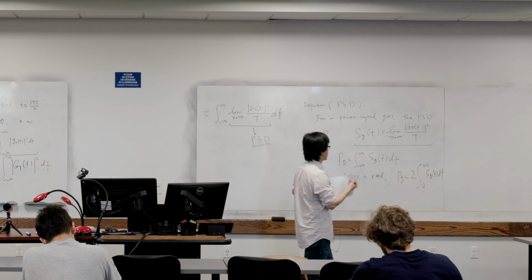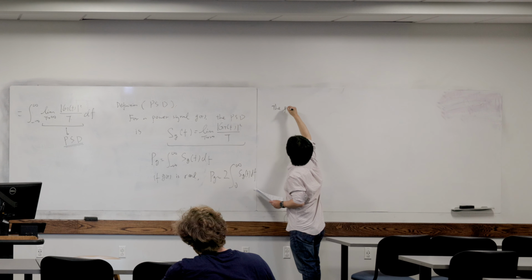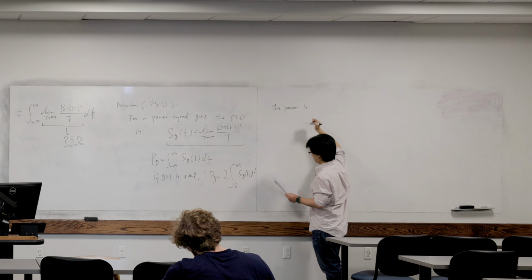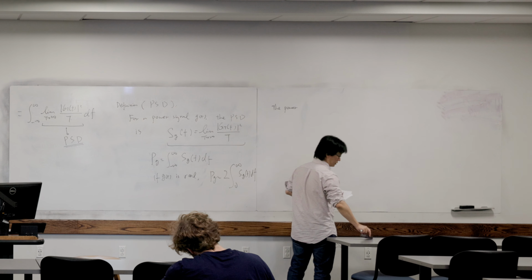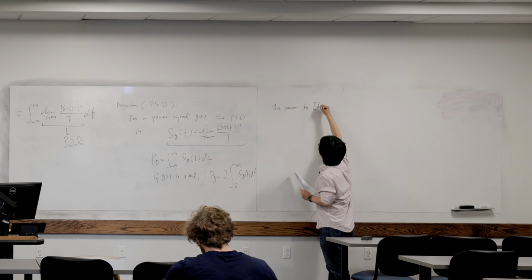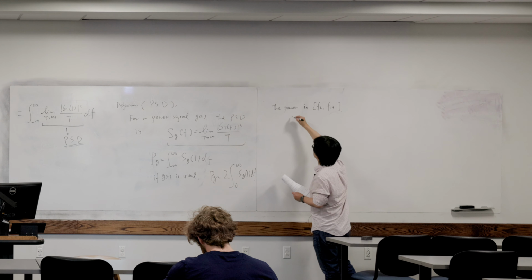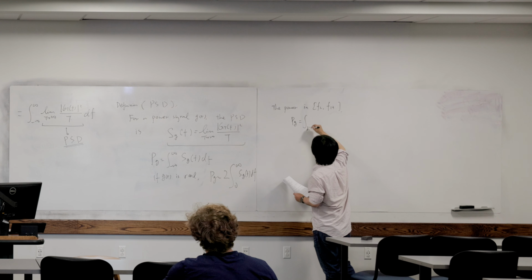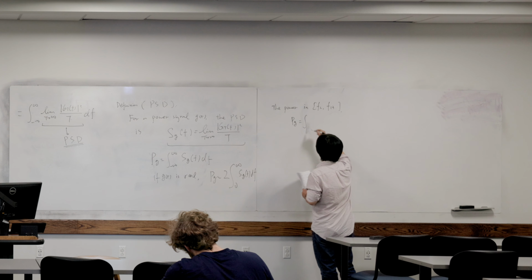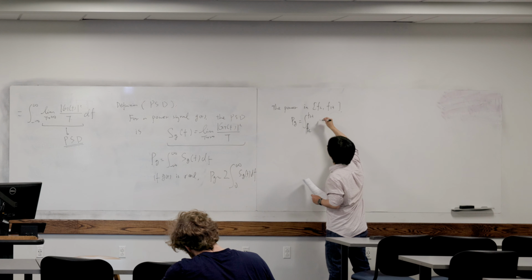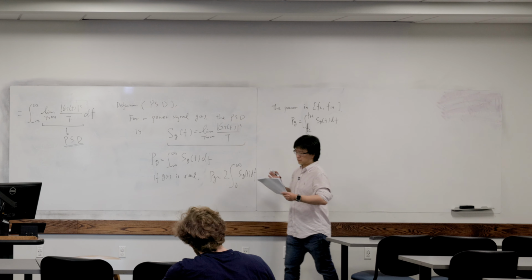Of course, if we want to compute the power in some specific band, from F_L to F_H, from low to high, as we did for the energy spectral density, this power equals the integral from F_L to F_H of S_G(f) df. This is how we compute the power in a specific band.